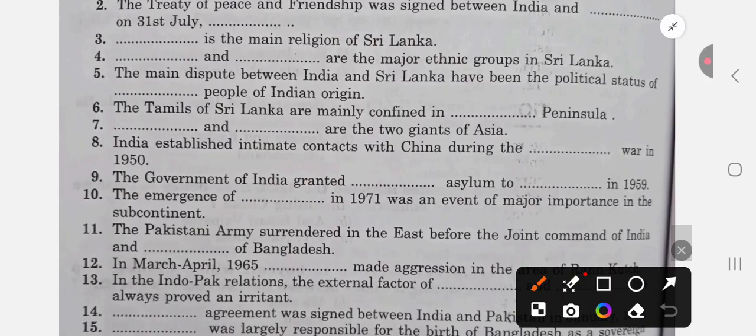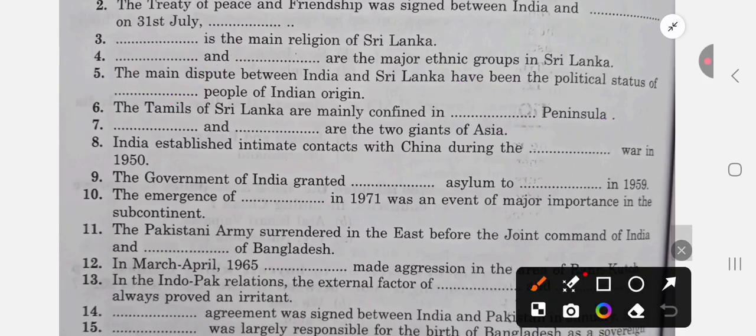Then next question is: the main dispute between India and Sri Lanka has been the political status of people of Indian origin, Tamil people basically. So here it would be Tamil people. The Tamils of Sri Lanka are mainly confined to the peninsula, in the Jaffna area.